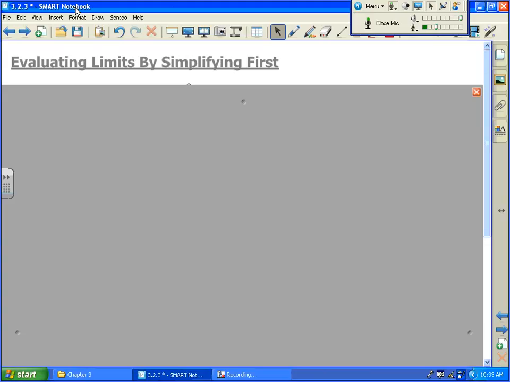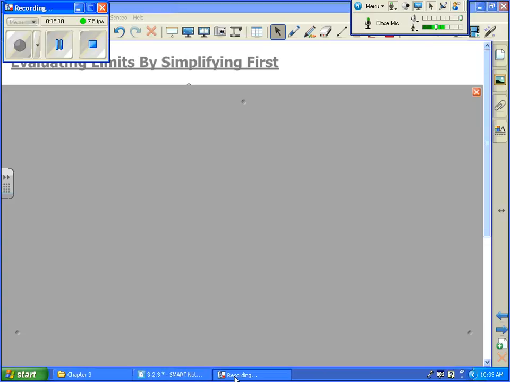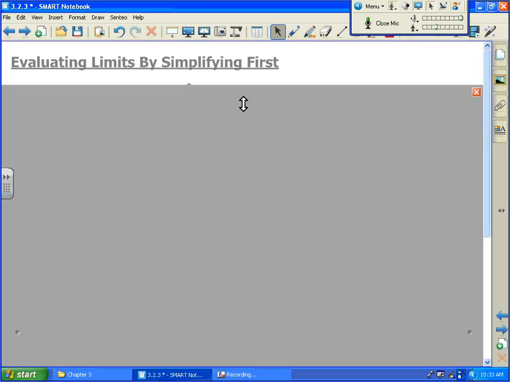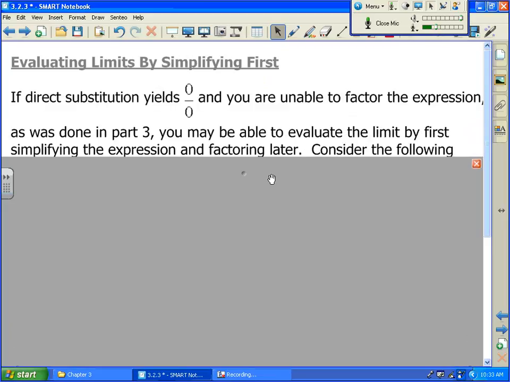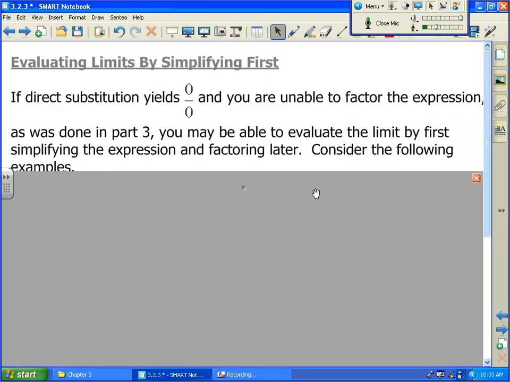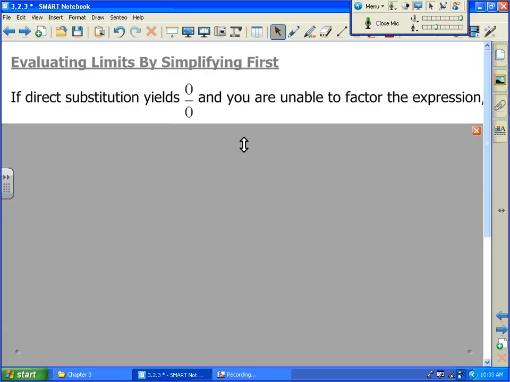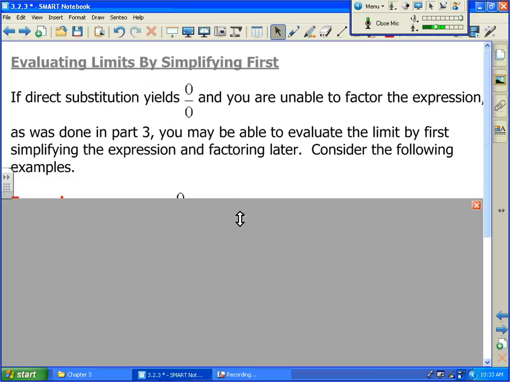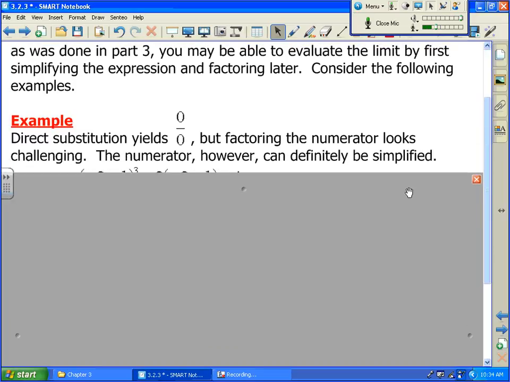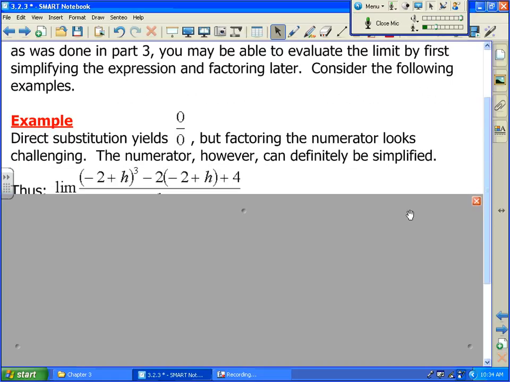Okay, the next thing I want to talk about is sometimes you will have to simplify to find a limit. Sometimes you'll have direct substitution, and we are getting 0 over 0, and you aren't able to factor, like you did in the last example. You may be able to evaluate the limit by first simplifying the expression and then factoring later. Let's look at these examples. You have to do a little bit of work before you can even factor.